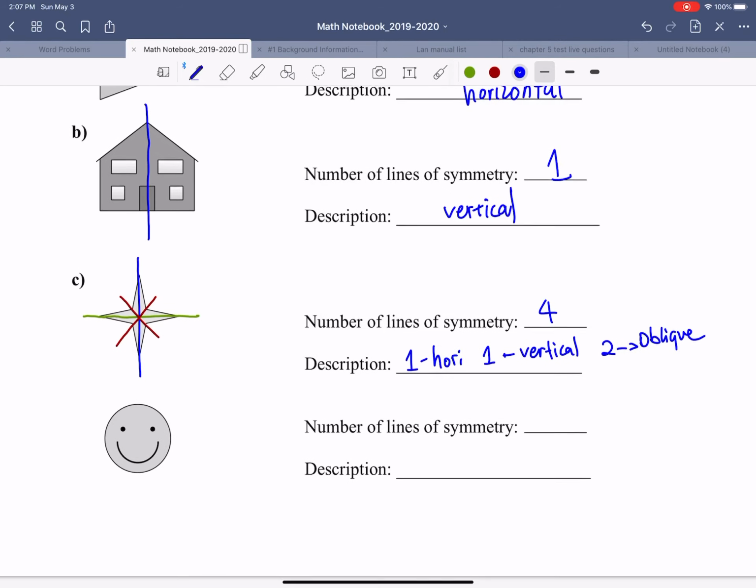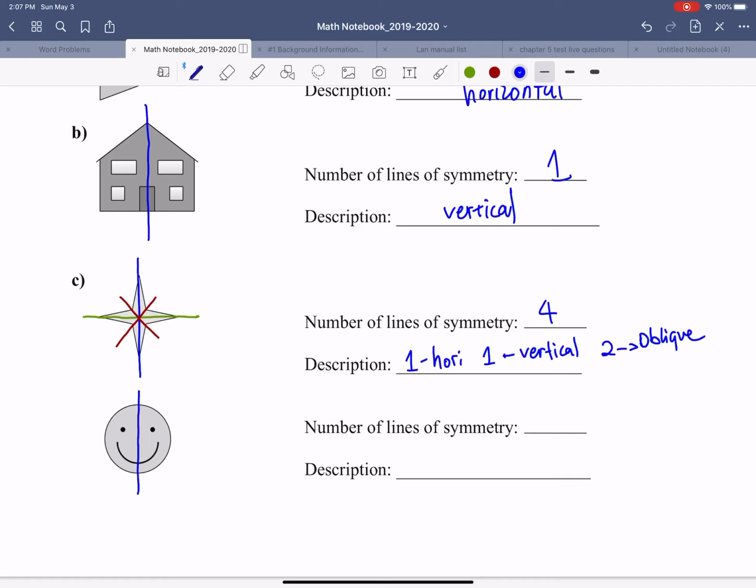Okay, number of lines of symmetry for the smiley face. If there is one in this horizontal line, does it work? No, it won't overlap. It will just be like that. So the horizontal one does not work. How about a vertical one?